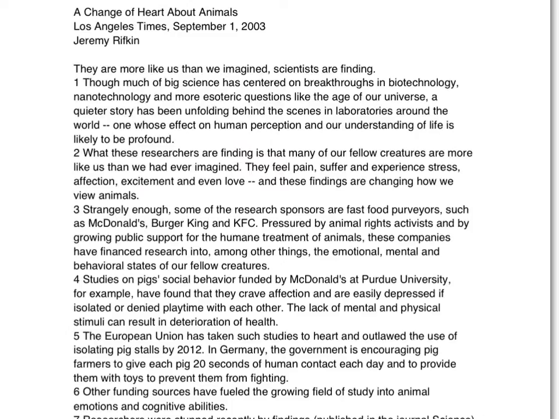The article begins, "They are more like us than we imagined, scientists are finding." The "they are," we'd have to assume, has something to do with the idea of animals, but we don't know for sure exactly where the author is going. That first sentence almost sounds like a subhead, but that's not the way it seems to be organized in the article.